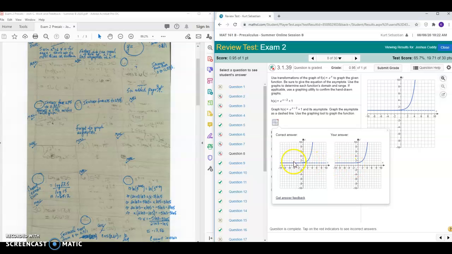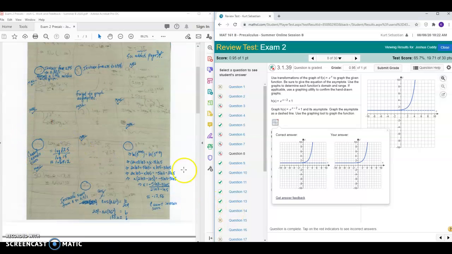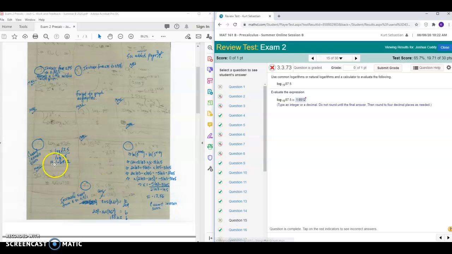But the problem is you didn't put the asymptote in your answer, so you just had to get the asymptote in your answer. All right. Okay, so that's that deal. Let's see, problem 9. So 9, looks like you got 9, 10, 11, 12, 13, 14. Those are all good on your own. So now when we get to 15, 15 you did not answer.